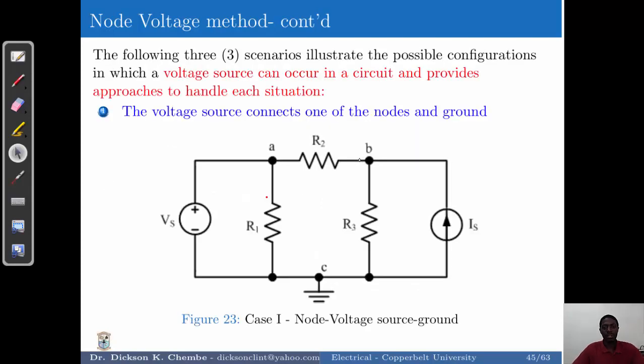What you're going to meet are usually 3 scenarios. The first scenario, or the first case that you're going to meet, is when you have a voltage source connected between one reference node and one non-reference node. So in this case, you've got a voltage source connected between a reference node, because it is grounded, and a non-reference node, which is node A. So in this case, there's a way that we handle this scenario.